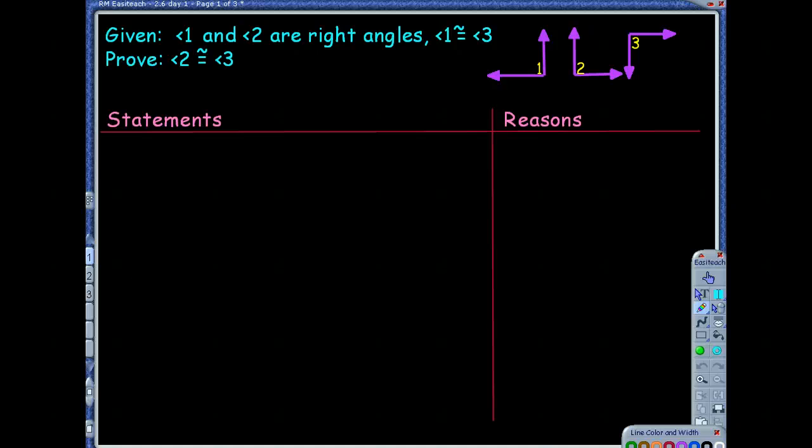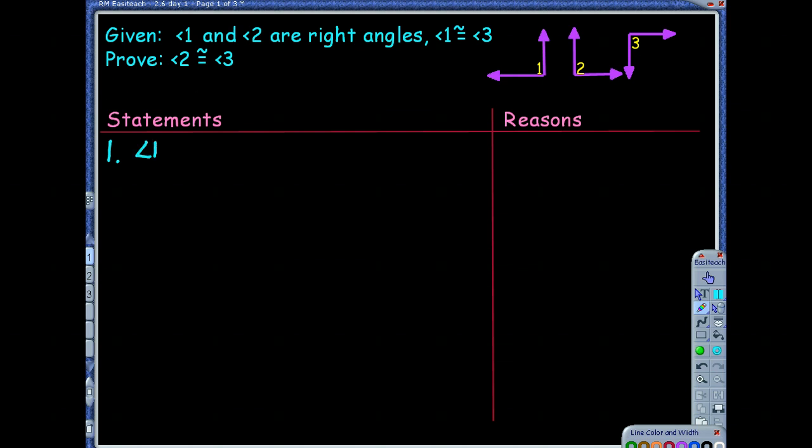So now that we know some new theorems involving angles, we can apply that, since notice this proof is all dealing with angles. So let's think about what they're giving us and where we're going. We might even label in the picture. So it says given angle 1 and angle 2 are right angles.